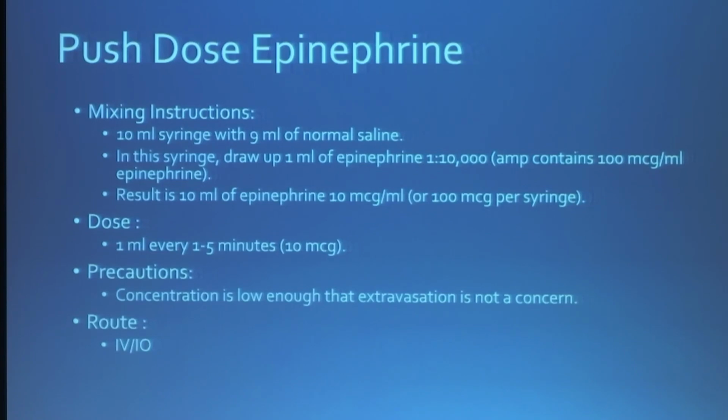Now, here's how you mix it. You take a 10 ml syringe with 9 mils of normal saline, so 9 mils first, and then draw up another mil of epi, 1 to 10,000, the cardiac epi. Each amp of that has 100 micrograms per mil of epinephrine. So the result when you do this is 10 mils of epinephrine at 10 mics per mil. So it's 100 mics in a syringe, and the dose is 1 mil or 10 micrograms every 1 to 5 minutes as needed. That's your push dose.